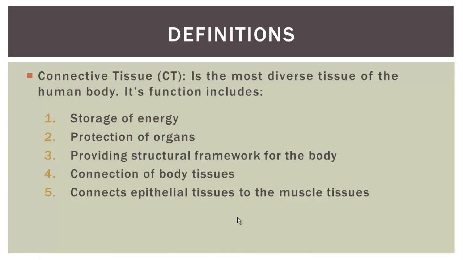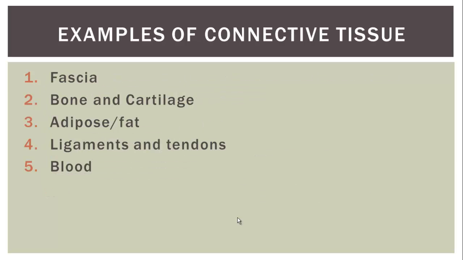We'll begin with definitions. To justify what we're doing, we need to define the following. The first is connective tissue, and connective tissue is the most diverse tissue of the human body. It has a variety of functions, including the storage of energy and protection of organs. It provides the structural framework for the body. So if we took all the bones away, we would still have a framework of our skeletal system due to connective tissue. It connects body tissues together and to other parts, and epithelial tissue to muscle tissue.